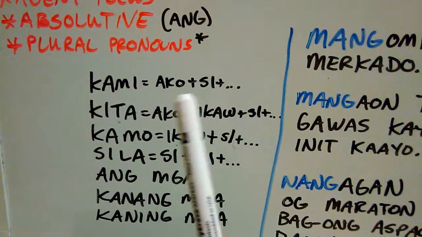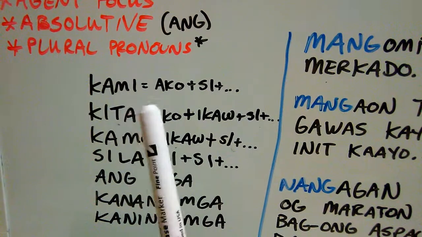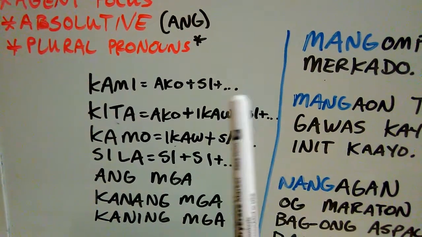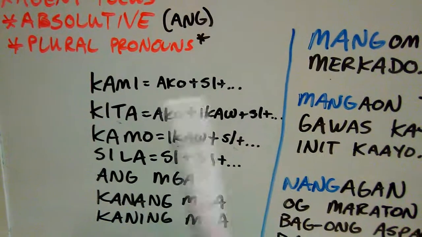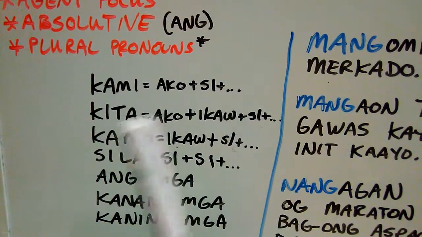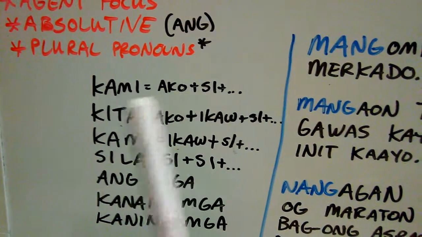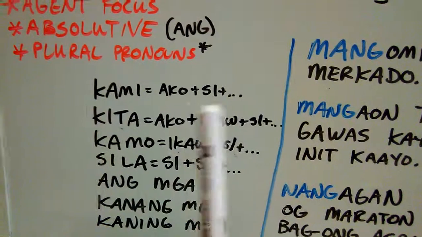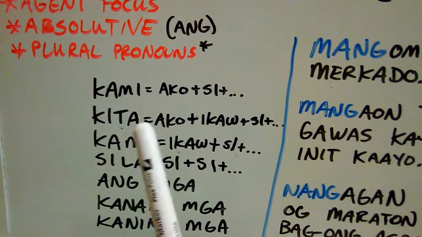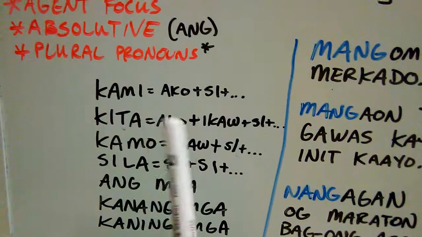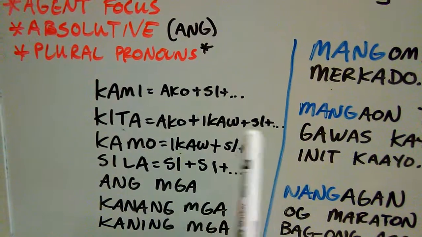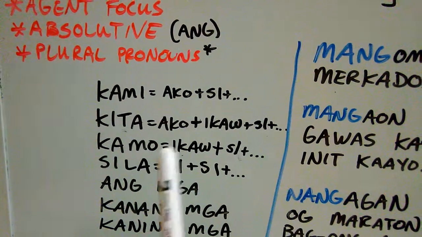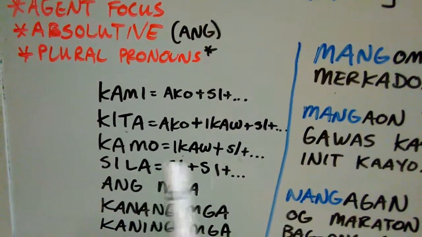However, if you don't want to say kami, you can say ako ug si, plus si, and so on. It's us, kami, not including you, the listener. Remember, it is exclusive. Kita is inclusive. It's including you. Ako, ikaw, so me, you, and whoever else. It's plural. And kamo is just you plural.